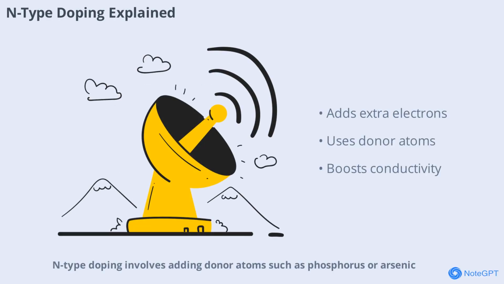N-type doping involves adding donor atoms such as phosphorus or arsenic to silicon. These atoms have more electrons than silicon, so when they are added, they donate extra electrons to the material. This increases the number of negative charge carriers, or electrons, making it easier for electricity to flow. N-type semiconductors are crucial in many electronic components, especially in forming the basis of transistors.